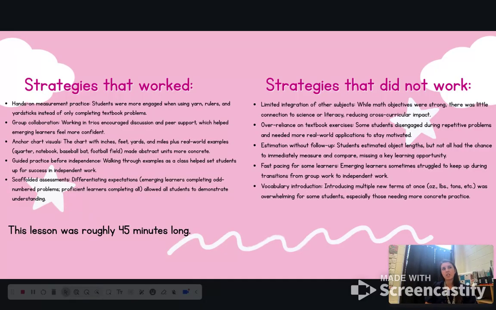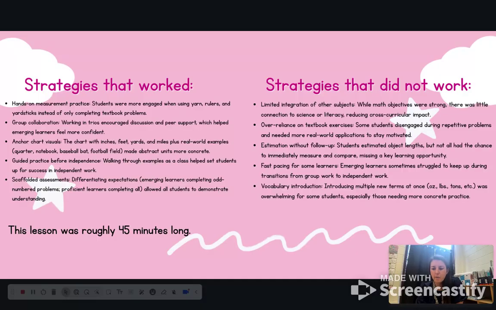Some strategies that did not work is the estimation. I didn't realize how much of a struggle it is for students to estimate. Students estimate object lengths, but they didn't really have the chance to measure them after they've estimated. Some of my students had a tough time with estimating and making a knowledgeable guess, an educated guess about something. Also, strategies that did not work: introducing multiple vocabulary terms at a time. It's overwhelming for my students, and they kind of get their words jumbled up together. So that's just a few.